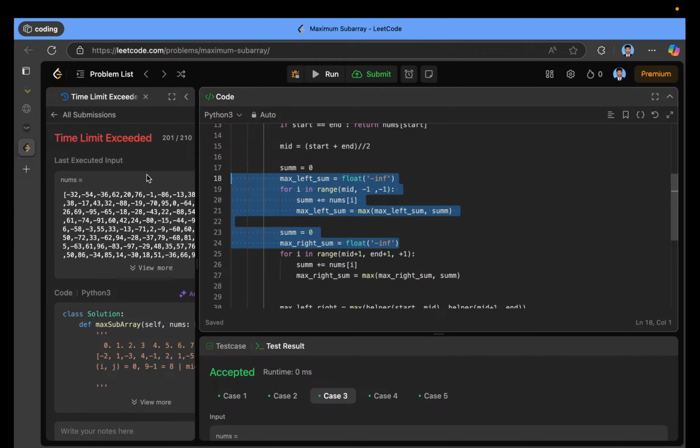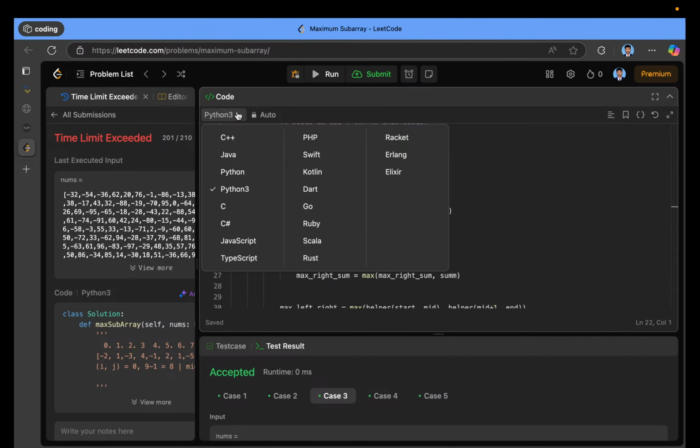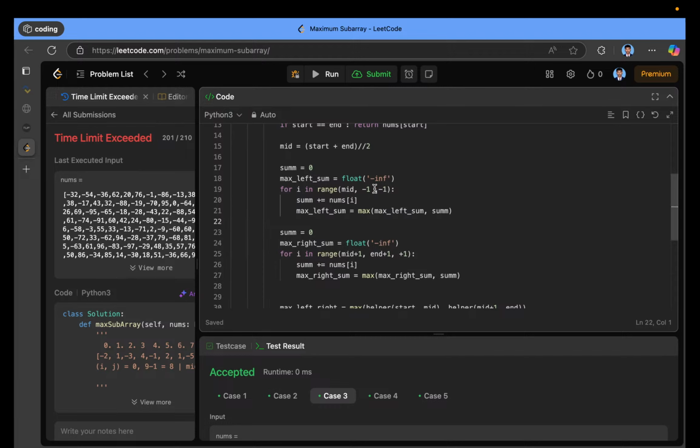It is working, but it is giving TLE. It means this code is right, but the language that I'm using, that is Python, and everybody knows Python is not great for competitive programming.